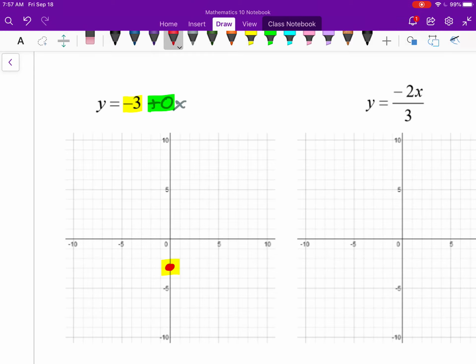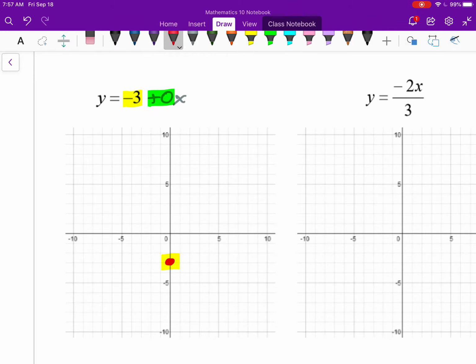So I can draw my line right now. I know my line is going to go horizontally through this point. Horizontally is sideways. And there we go. This is what the line of y equals -3 is. It's a horizontal line.